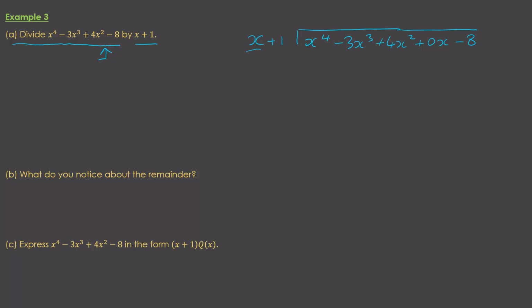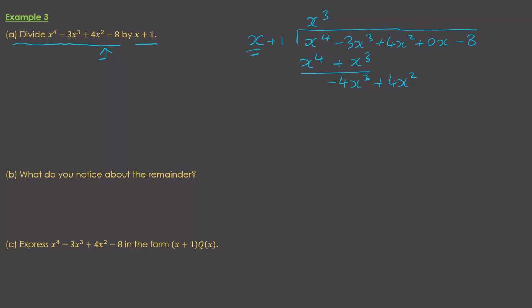The first step is, what do we multiply x by to get x to the 4? Well, that's x cubed. Multiply x by x cubed, multiply 1 by x cubed. And, sorry, that's just x cubed. And then we subtract. So we get negative 4x cubed and bring down the 4x squared.